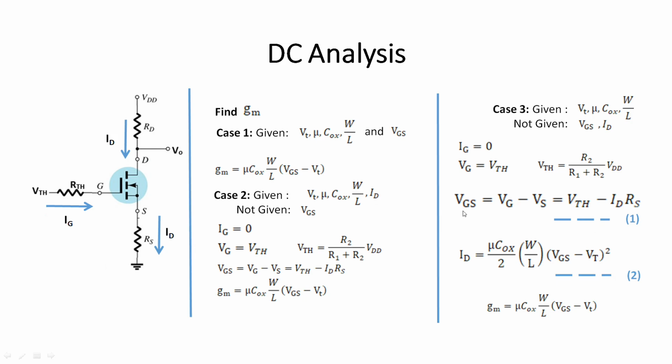After finding VGS, we can use that value in the transconductance equation and find the transconductance. So in this way, by this DC analysis, we can find the drain current, VGS, the gate to source potential difference, and the transconductance. In the next video, we will do some numericals to find gm, transconductance, drain current, and VGS. Thank you.